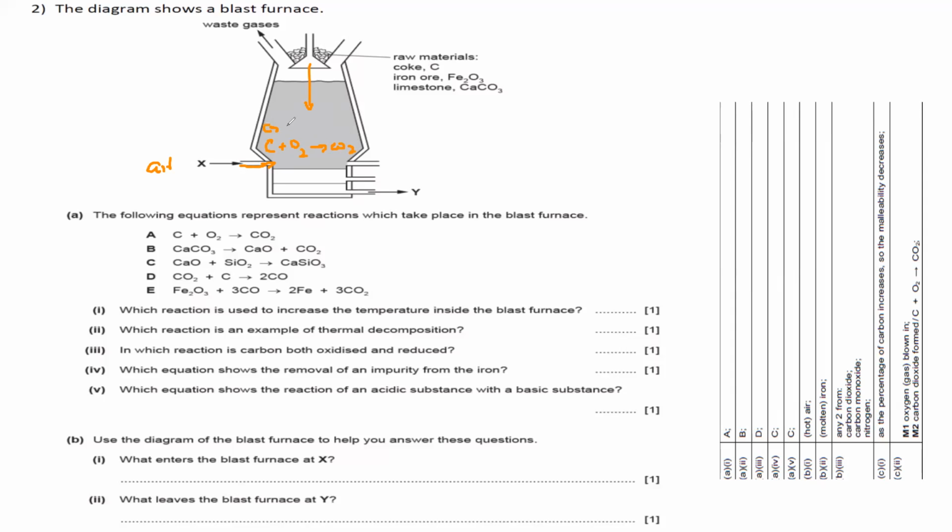And then carbon dioxide reacted with more carbon we are adding from the top, produce carbon monoxide. Then this carbon monoxide reacted with ore of the iron produce iron. So iron will be settled at the bottom.